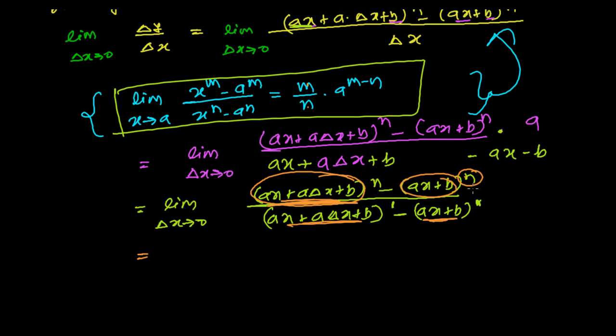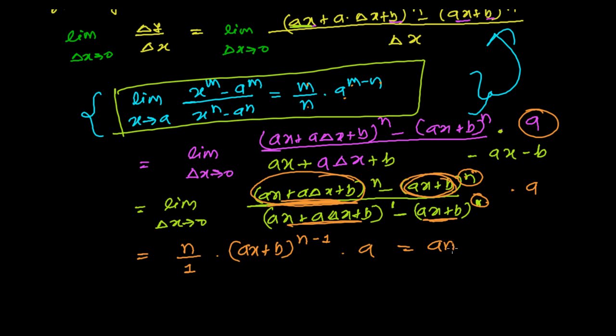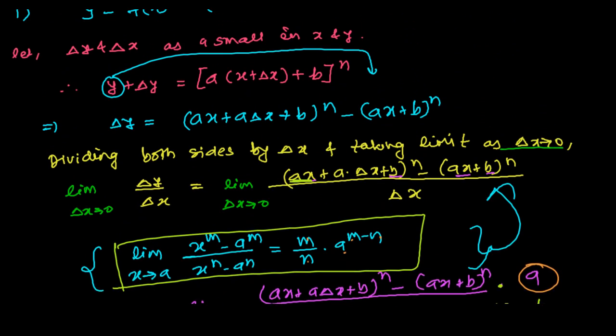So here this is our m and this is our n, so m over n, and n is here 1, times a to the power m minus n. Here a is our ax plus b, so it's (ax + b) to the power m minus n, but here m is our n and n is our 1, all right, n minus 1, and this a is leaving here also. So the final answer is a n (ax + b) to the power n minus 1. So this is how we need to solve by the first principle method.